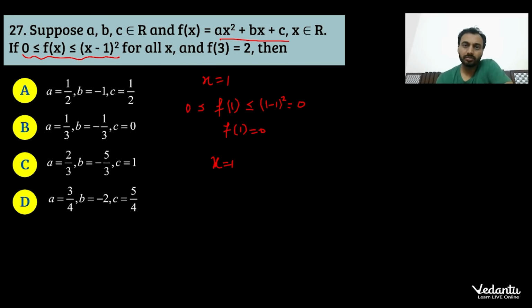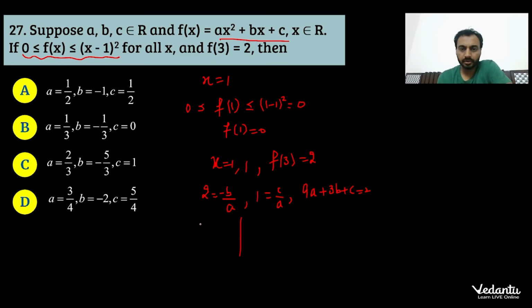And also it is a zero of this quadratic. It means it has repeated roots, x equal to 1 and 1. And the second thing, we know that f(3) is equal to 2. So from these two we can find a, b and c. The sum of roots is minus b by a, the product of roots is c by a, and f(3) is 9a plus 3b plus c equal to 2. From the first one you get b equal to minus 2a. In the second one you get c equal to a.